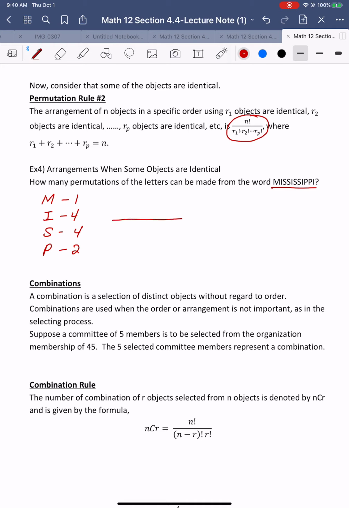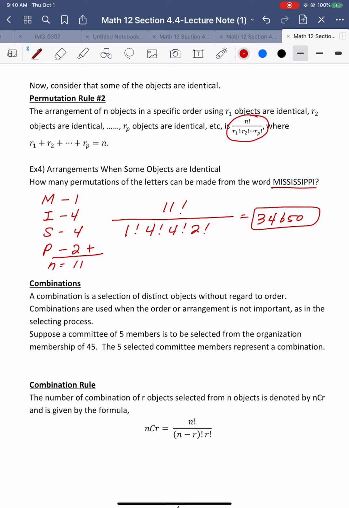So, the factorial means you need to add them up, which is 11 letters, right? So n factorial, which is 11 factorial. And then you put M has 1 repeated, I has 4 repeated, S has 4 repeated, and P has 2 repeated, which comes out as 34,650.